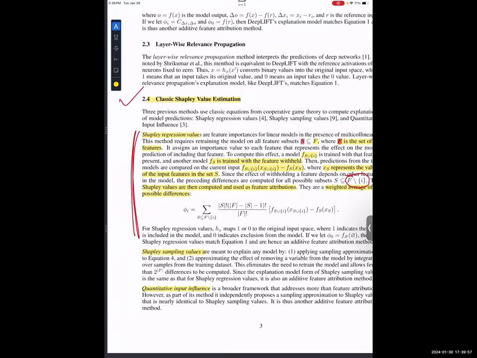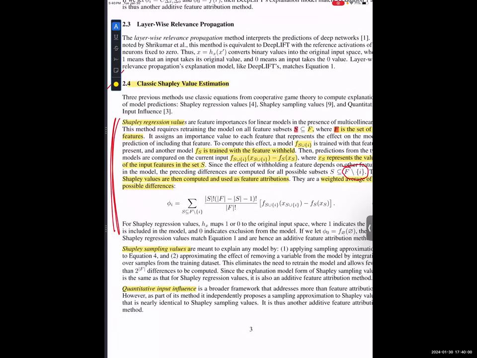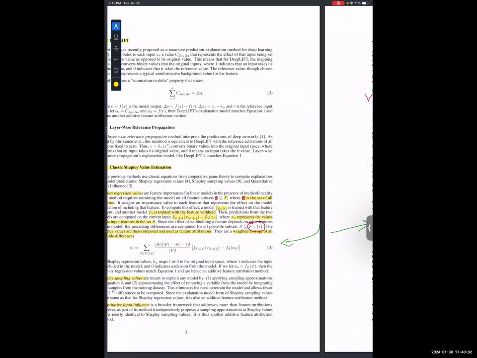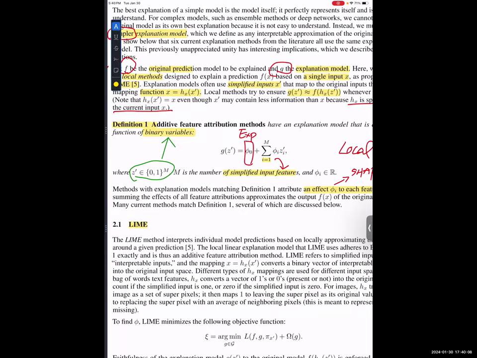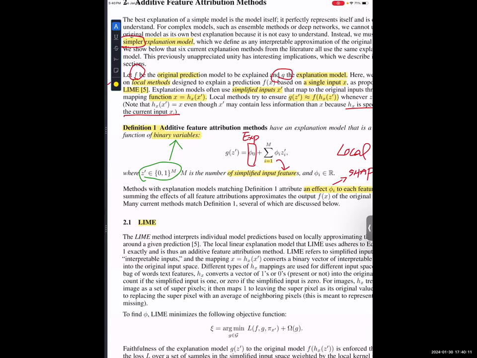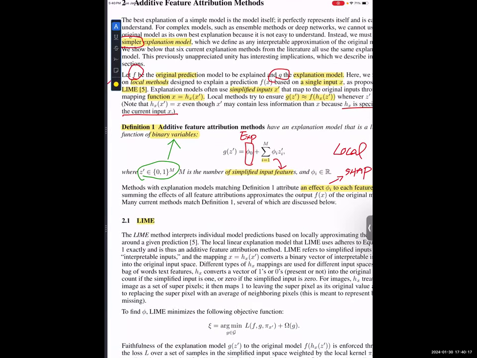And there, you can actually see the set theory. They then summarize that all these methods can follow this linear pattern: there's phi zero, which is the base value, and then there's this additive part to calculate the feature, to this g value.